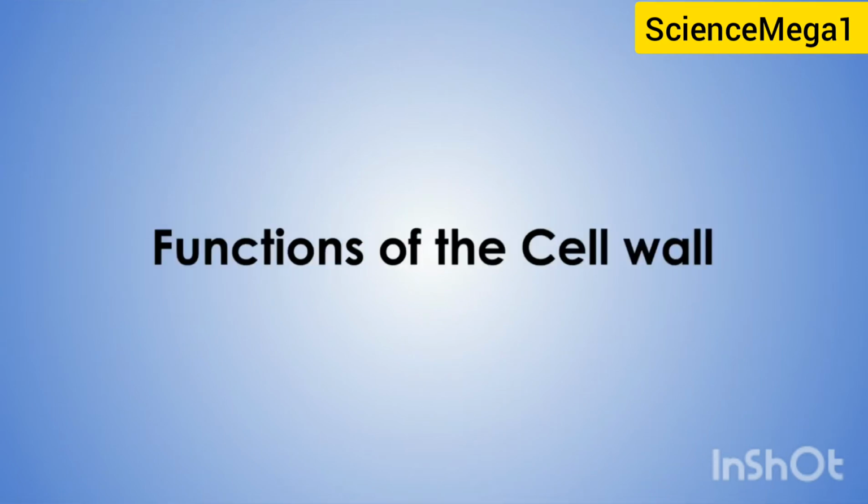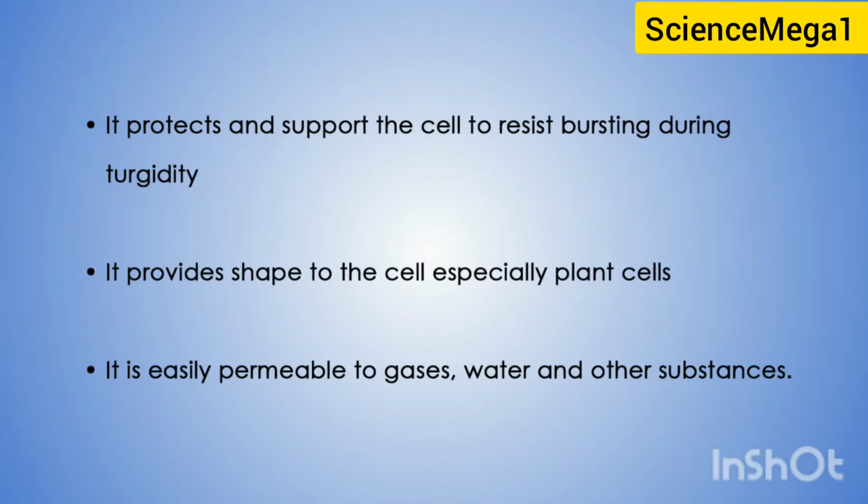Now let's look at the functions of the cell wall. It protects and supports the cell to resist bursting during turgidity. And by turgidity, we mean the enlarged form of the cell as a result of water getting into the cell. It provides shape to the cell, especially plant cells. It is easily permeable to gases, water, and other substances.